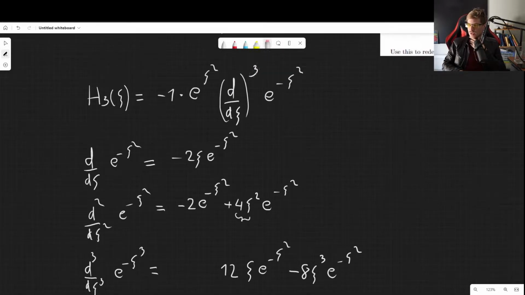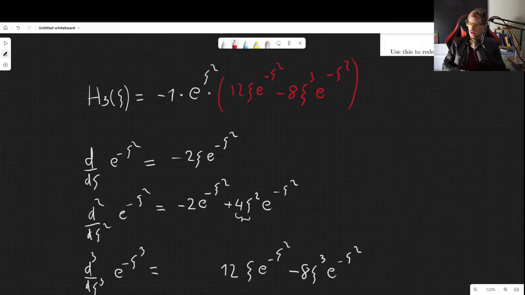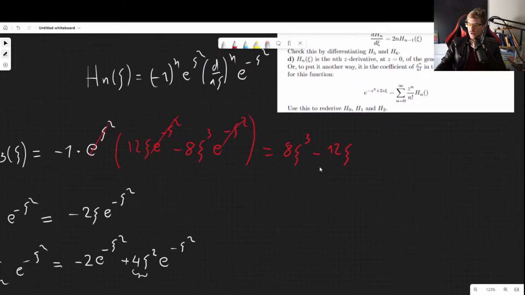Let's plug it in. So let's get rid of this, and we plug it in. We have 12 psi e to the minus psi squared minus 8 psi cubed e to the minus psi squared. And now the exponentials will cancel each other out, and we are left with 8 psi cubed minus 12 psi. And this is our third Hermite polynomial.